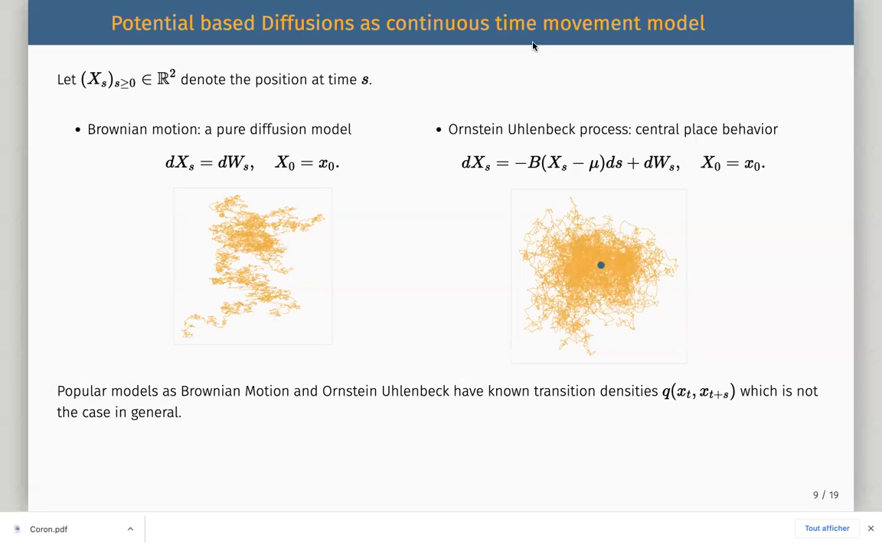So we would like to propose, these two models are very popular for one specific reason: the transition between one point to another one is known and is explicit. So you can write the likelihood and you can optimize it very easily. That's why they have been so used in the community of ecologists.